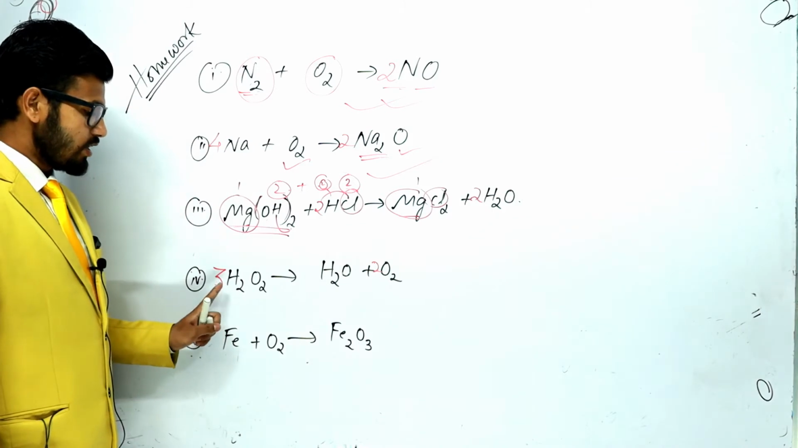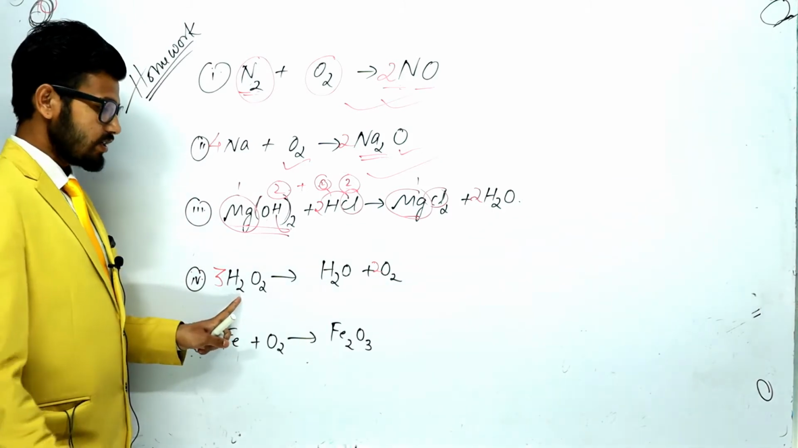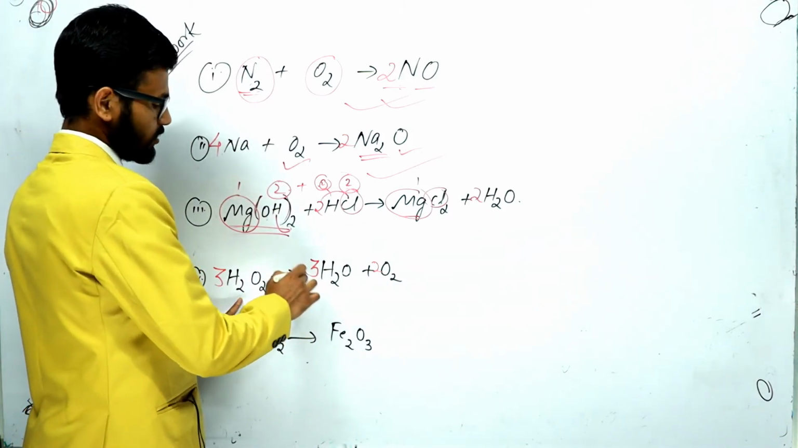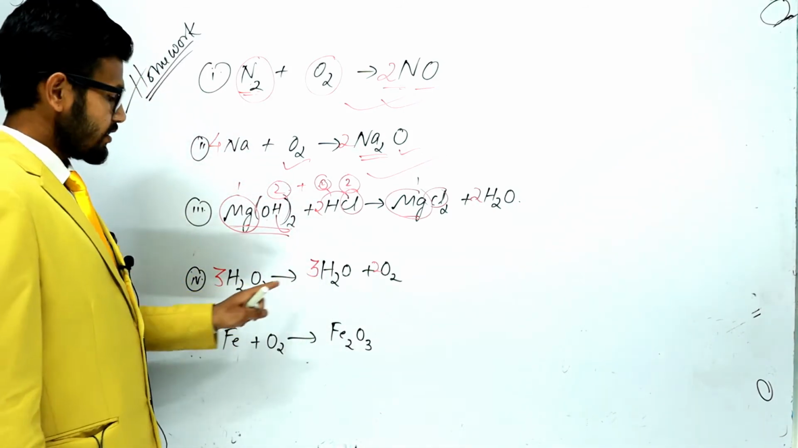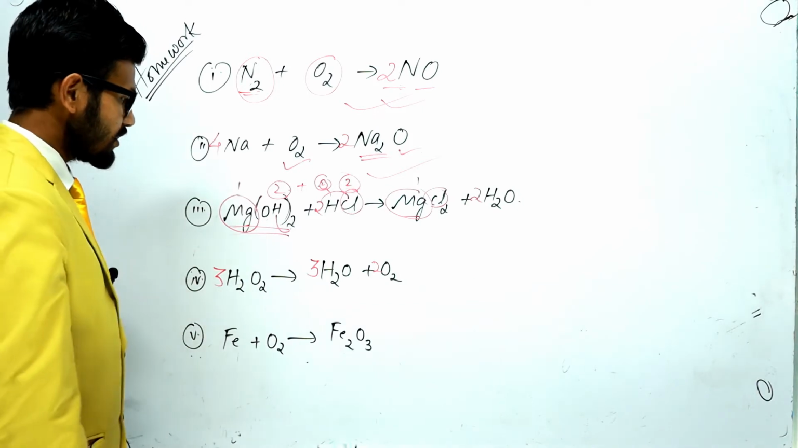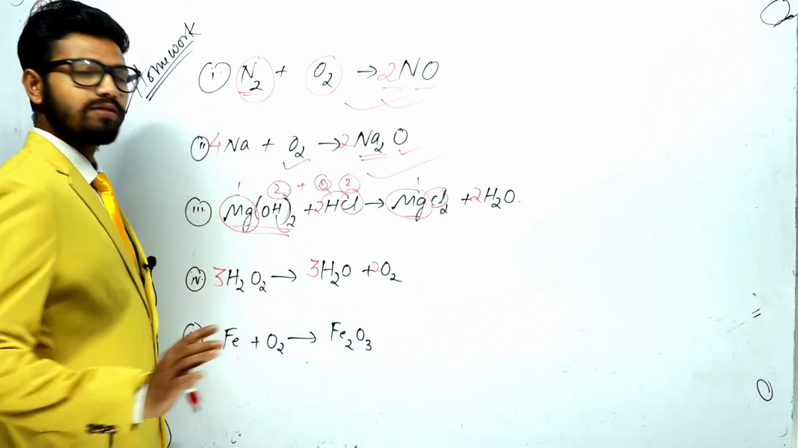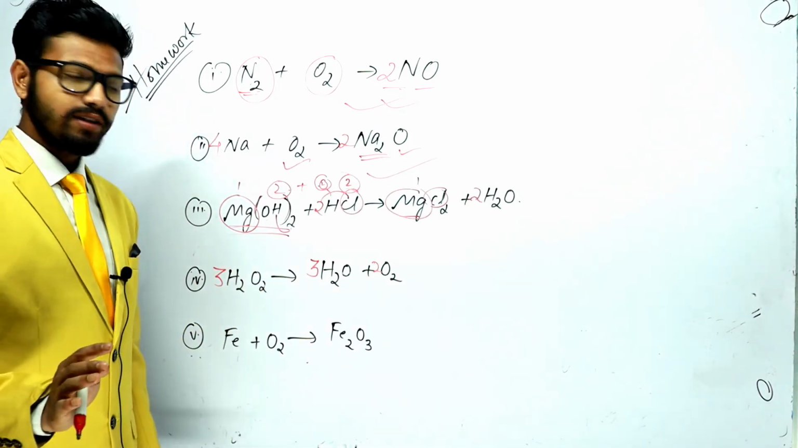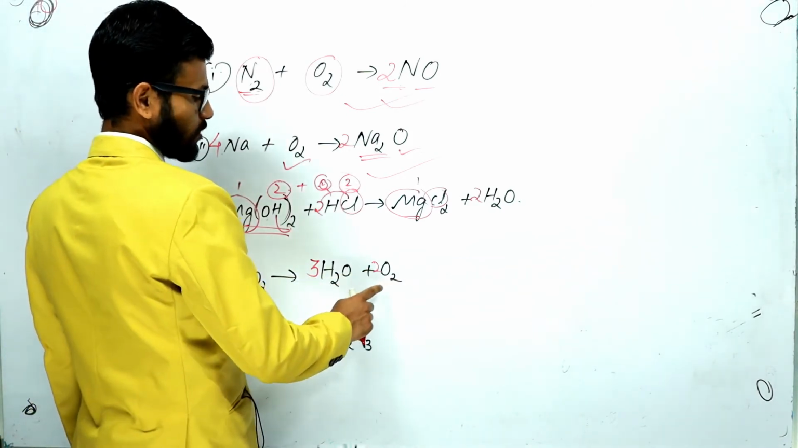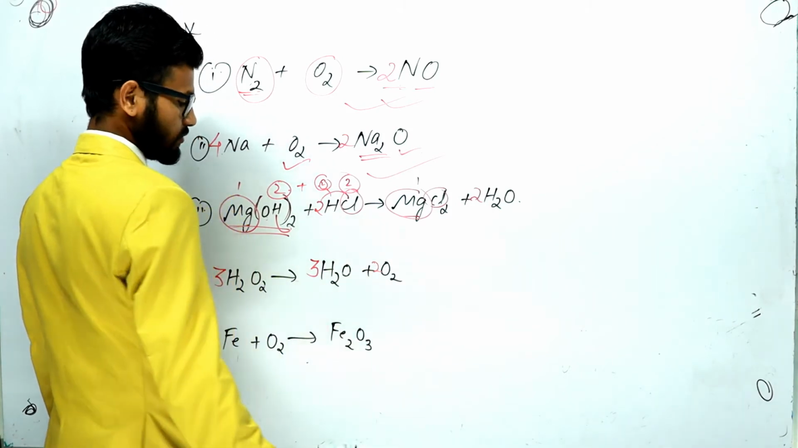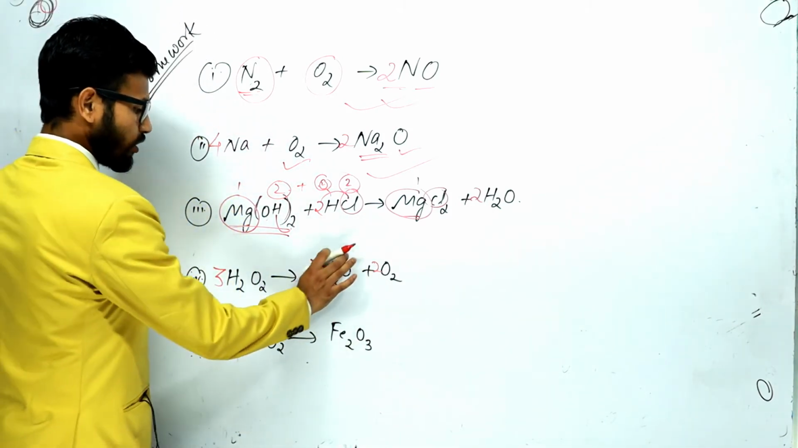What about the hydrogen? How many hydrogens are there? 3 2s are 6 hydrogens. So what can we put here? We can put 3 here. 3 2s are 6. Hydrogen is very happy. What about oxygen? 3 2s are 6, that is 6 oxygens. And what about here? 3 oxygen. 3 plus 4. Not happy. Not happy.